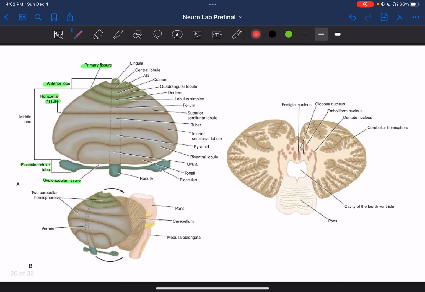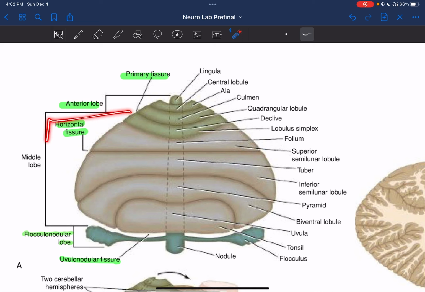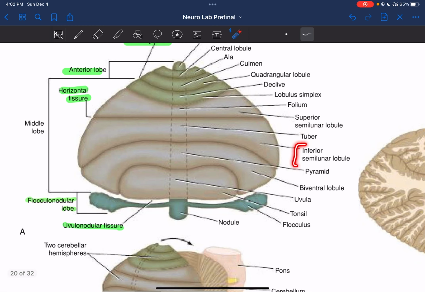Now, to understand it even better, look at this here. They have just taken the cerebellum out from here and then flattened it right over here. Okay. So the anterior lobe is divided from the middle lobe by the primary fissure. So remember, the middle lobe is also called your posterior lobe. Okay. And as you go posteriorly, you will have another fissure called your horizontal fissure, which will separate the superior semilunar lobule of the posterior lobe from the inferior semilunar lobule of the posterior lobe. That is your horizontal fissure doing the separation work.